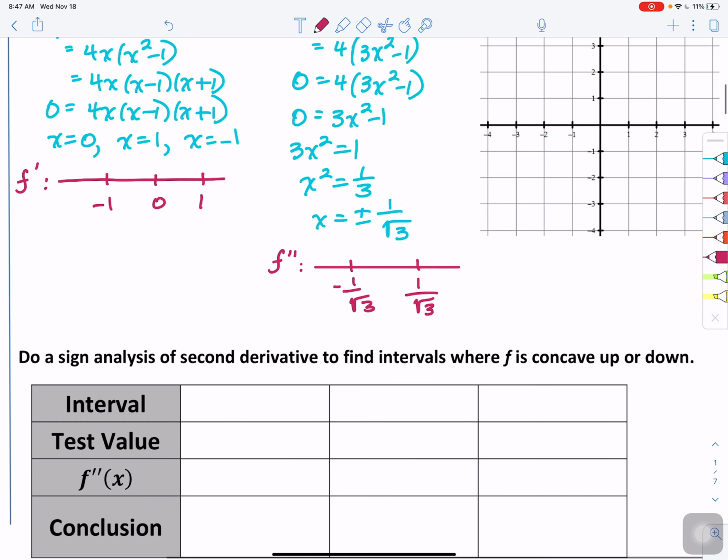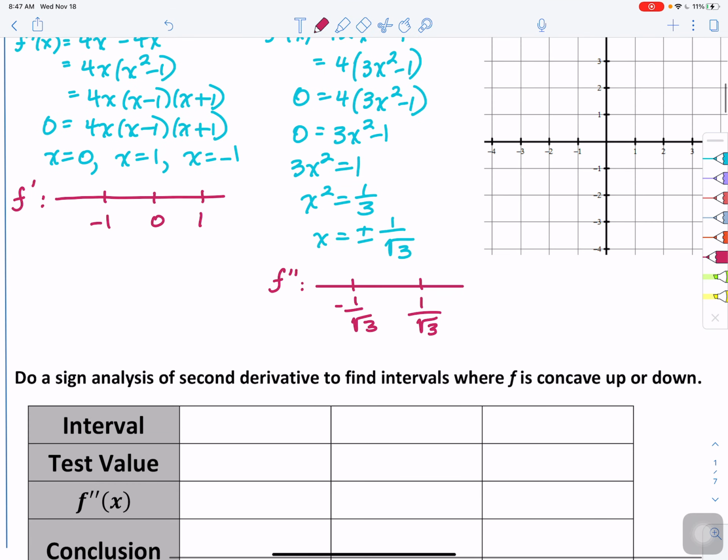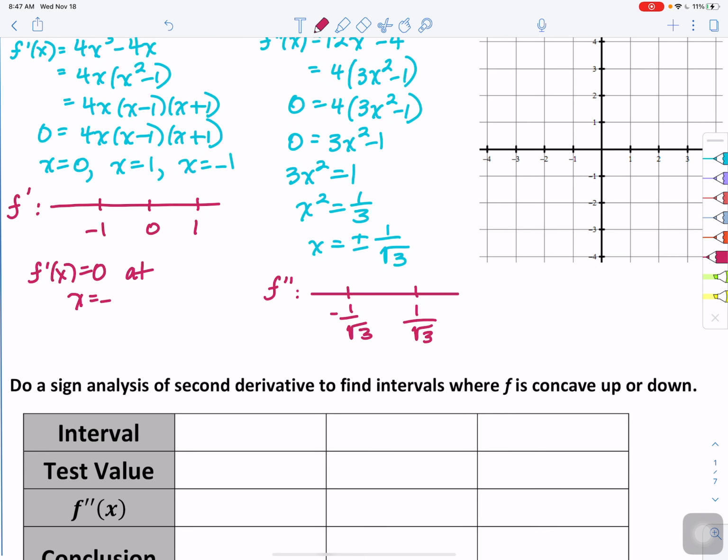Now, if you look closely, you can use these values here. So let's put the places where f prime of x is equal to 0 at x equal to negative 1, x equal to 0, and x equal to 1. Now we will tell what these are. If you look at x equal to negative 1, that would be here. And so we need to go ahead and put our plus and minuses on our f double prime chart so that we can determine what the concavity is at every one of those critical points.